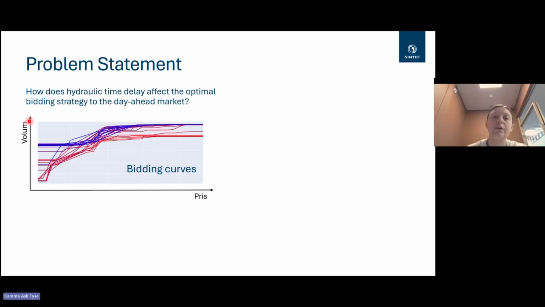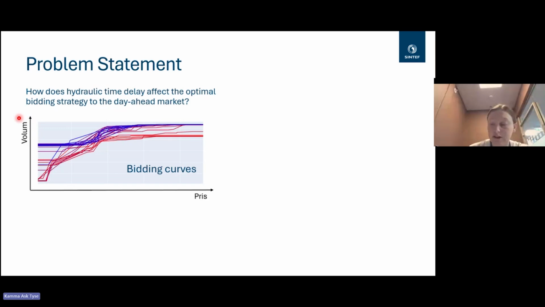The case studies that we conduct in this project are based on historical data from before the transition to 15-minute resolution. So for the remainder of this presentation, I will refer to the bidding curves as hourly, even if they are now submitted every 15 minutes.